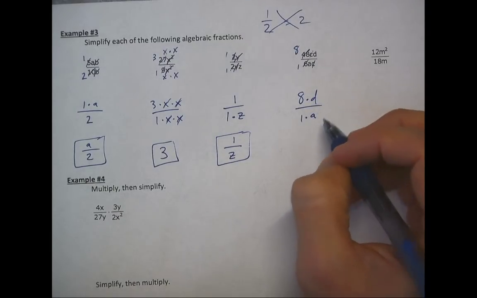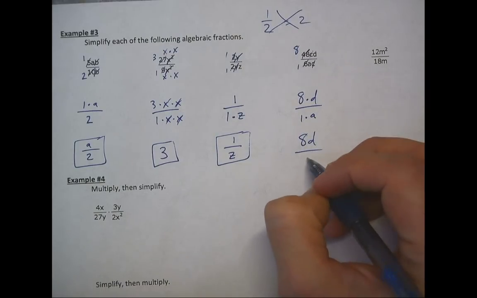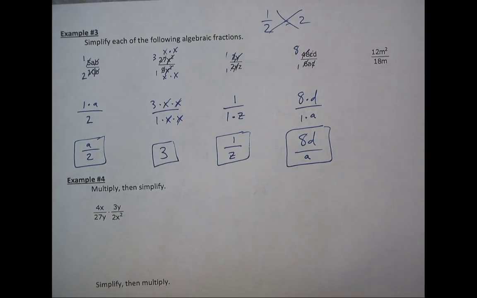So an 8 times a D is just 8D. I don't need the multiplication there. And a 1 times A, I don't need the multiplication, and I don't even need the 1. And so I'm just going to leave the A right there on the bottom. That's fully simplified.